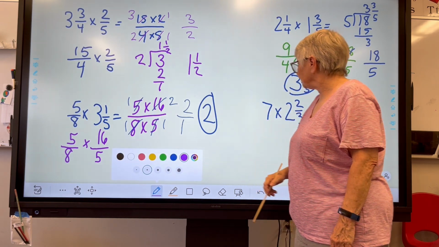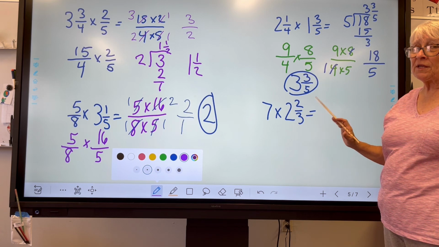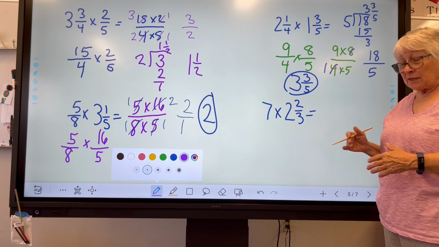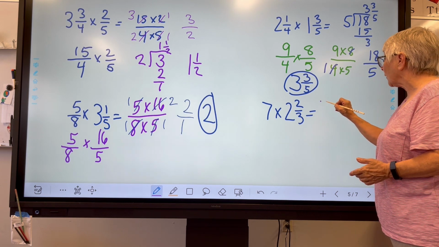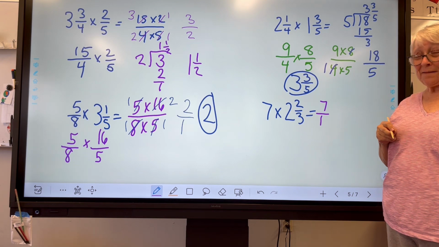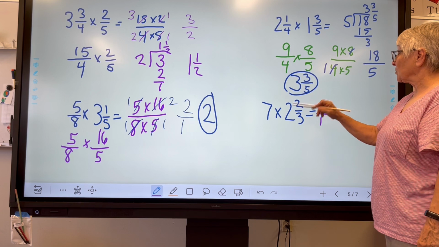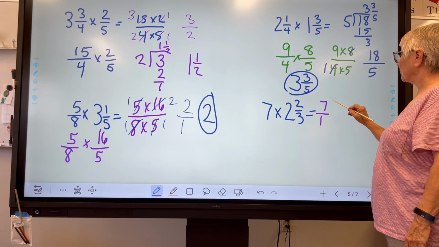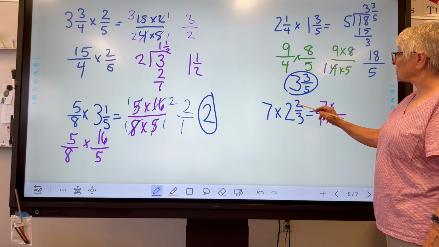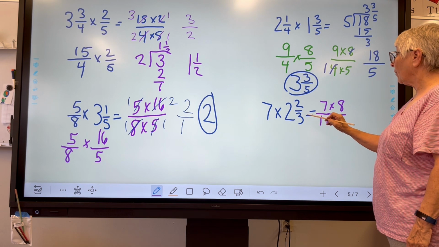We'll do purple. Well, the 7 is a whole number. It doesn't look like an improper fraction. It doesn't have a numerator and a denominator. So when we have a whole number, we just put it over 1. Okay? But this has to be turned into an improper fraction. 3 times 2 is 6, 7, 8 over 3.